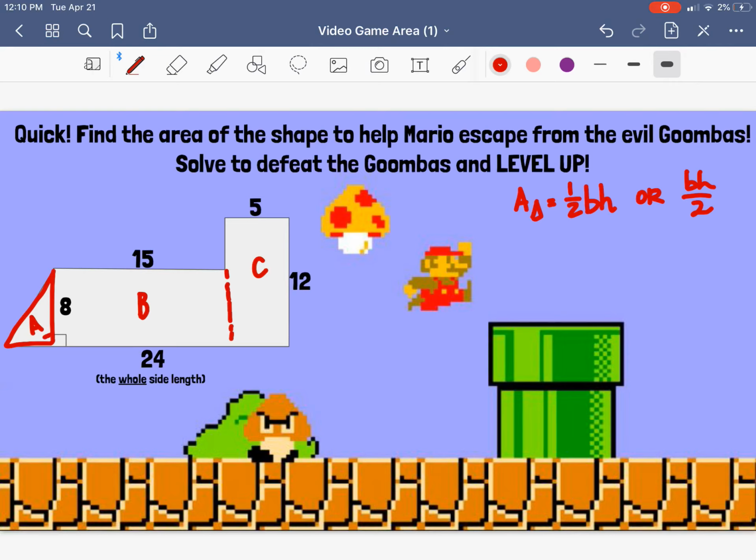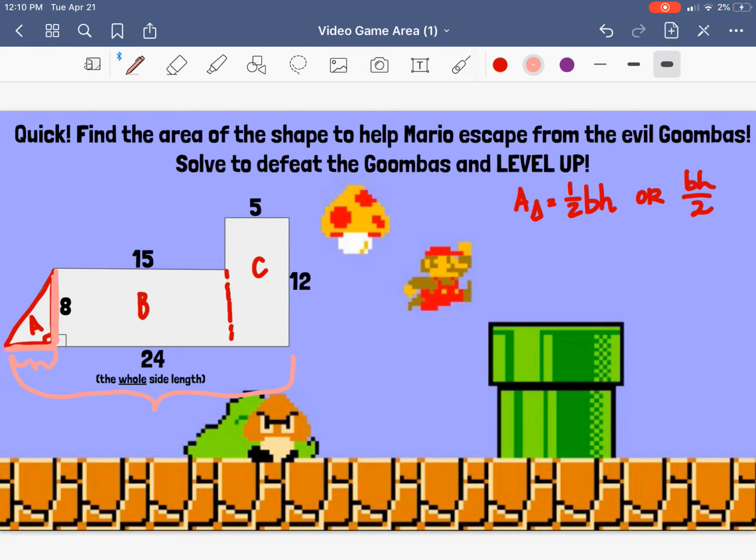Well, we need to look for the right angle to help us find the base and the height. And then we'll see we have one dimension, that's an 8, but we don't know that dimension. So let's do some math to help us get that piece. We know this whole dimension is 24. But for the triangle, I only need a piece of the 24. So let's see if we can use some other dimensions to help us get our base.